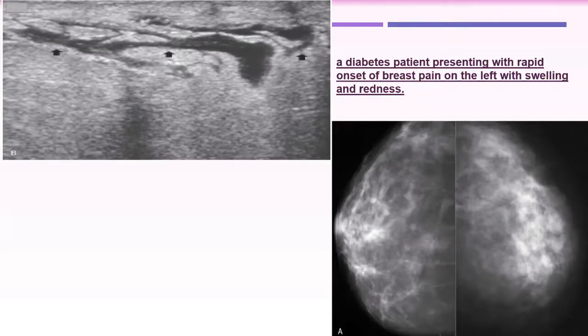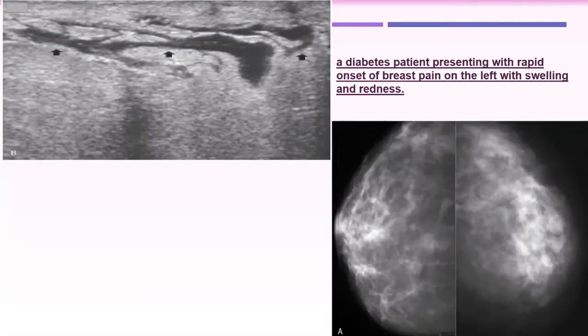So look for the history: a diabetic patient presenting with rapid onset of breast pain on the left with swelling and redness. The clue is in the history. Inflammation, meaning an inflammatory or infectious process, like mastitis. Which type of mastitis?